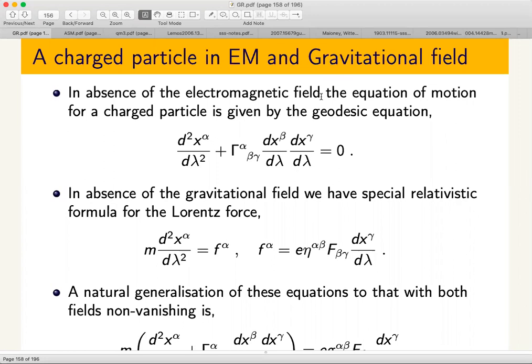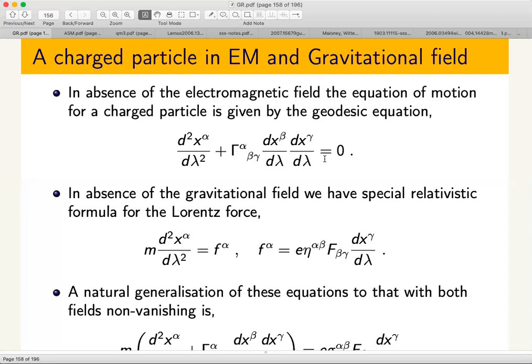And we know that if we are just looking at the motion of a charged particle in the gravitational field, then that is given by the geodesic equation, and the geodesic equation is written out here: d2x alpha by d lambda squared plus gamma alpha beta gamma times dx beta by d lambda dx gamma by d lambda is 0.